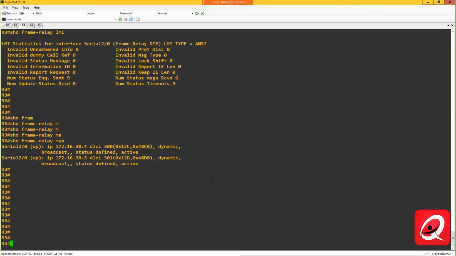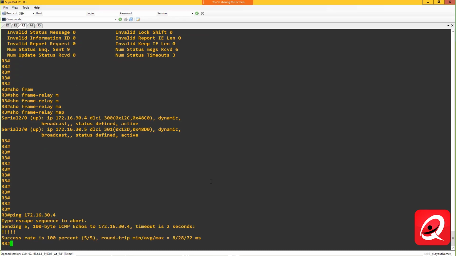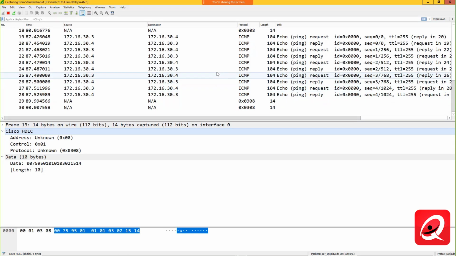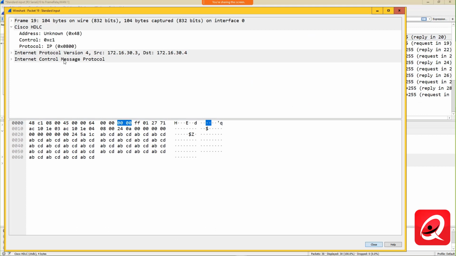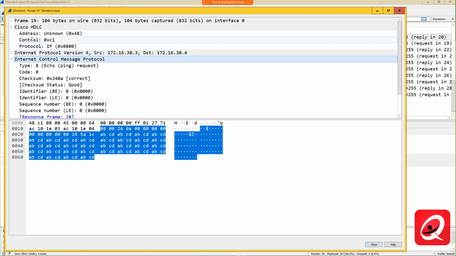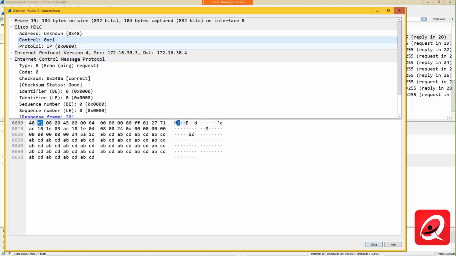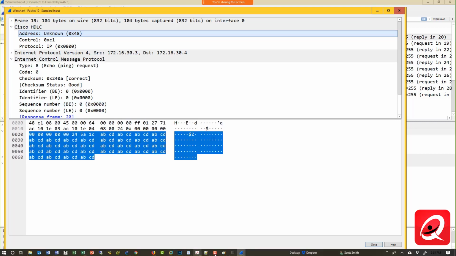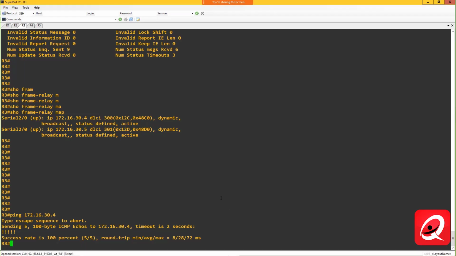May not be able to see this here, but let me ping 172.16.30.4 and see if I see that data. There we go. All right, so let's go ahead and open up this payload here. Interesting that it's recognizing it as HDLC, even though technically it should be frame relay. Let me check something on the router here.